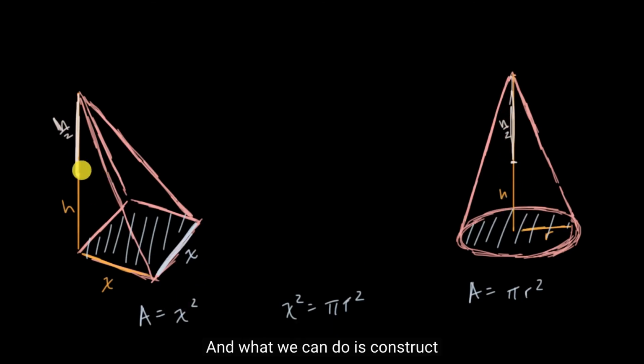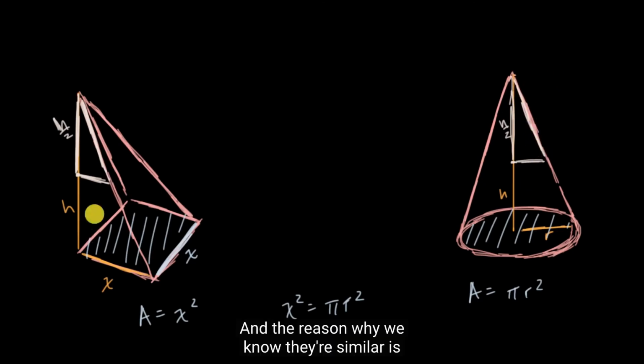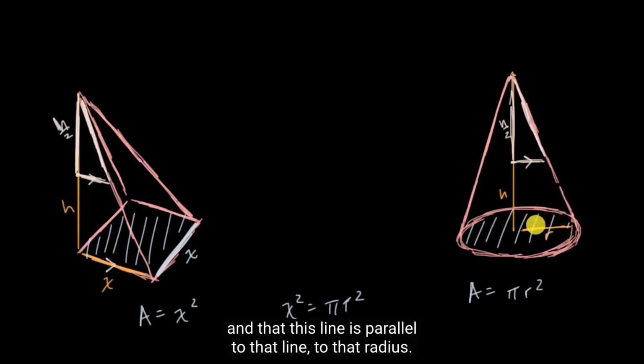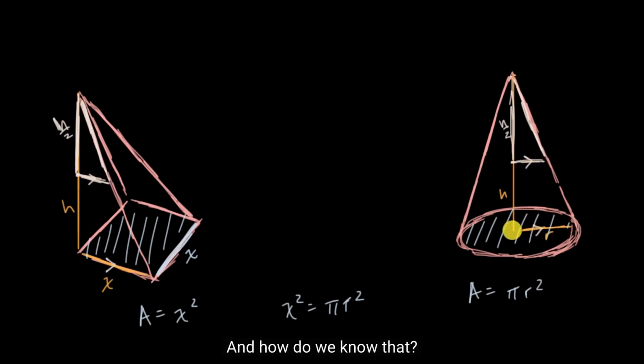And what we can do is construct what look like similar triangles, and we can even prove to ourselves that these are similar triangles. So let me construct them right over here. The reason we know they're similar is that this line is going to be parallel to this line, and this line is parallel to that radius. And how do we know that? Well, we're taking cross-sectional areas that are parallel to the base, parallel to the surface on which it sits in this situation.